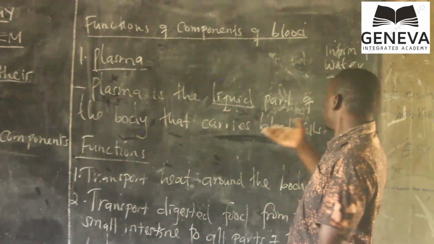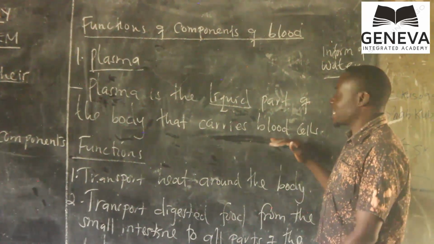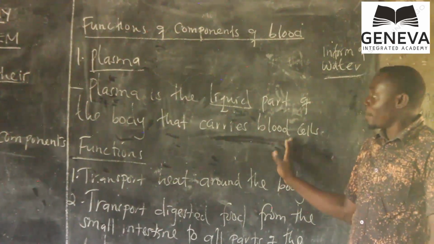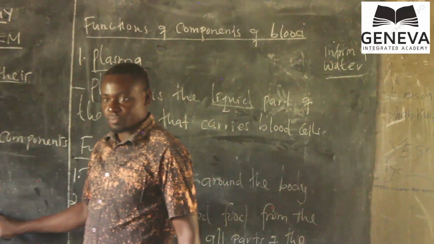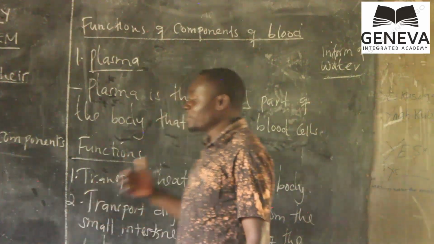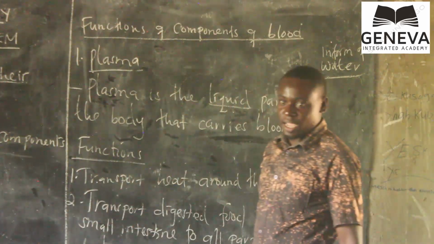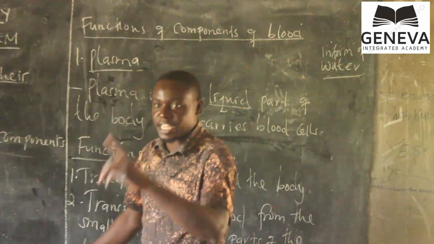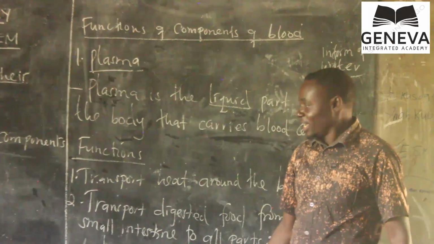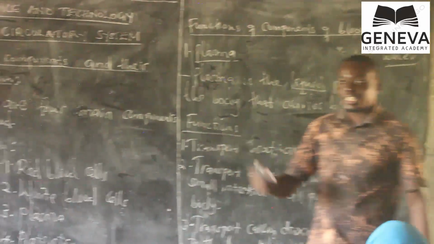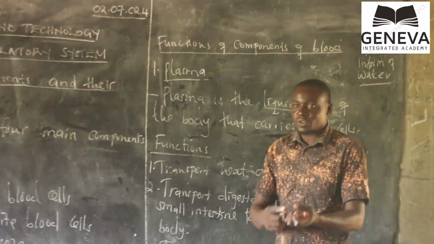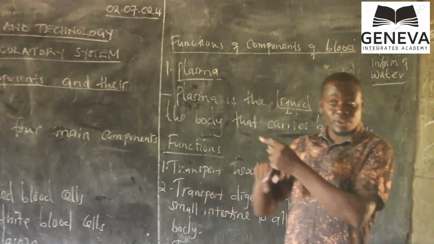Now, these blood cells are many. When you say these other blood cells, remember, plasma carries red blood cells. The same plasma carries white blood cells. And the same plasma carries what? Platelets. Okay? Because white blood cells fight germs. And the germs, equal to carbon dioxide. You see? Then red blood cells equal to oxygen. You see? So these blood cells, ukiangalia plasma, transport all those cells which have different functions.